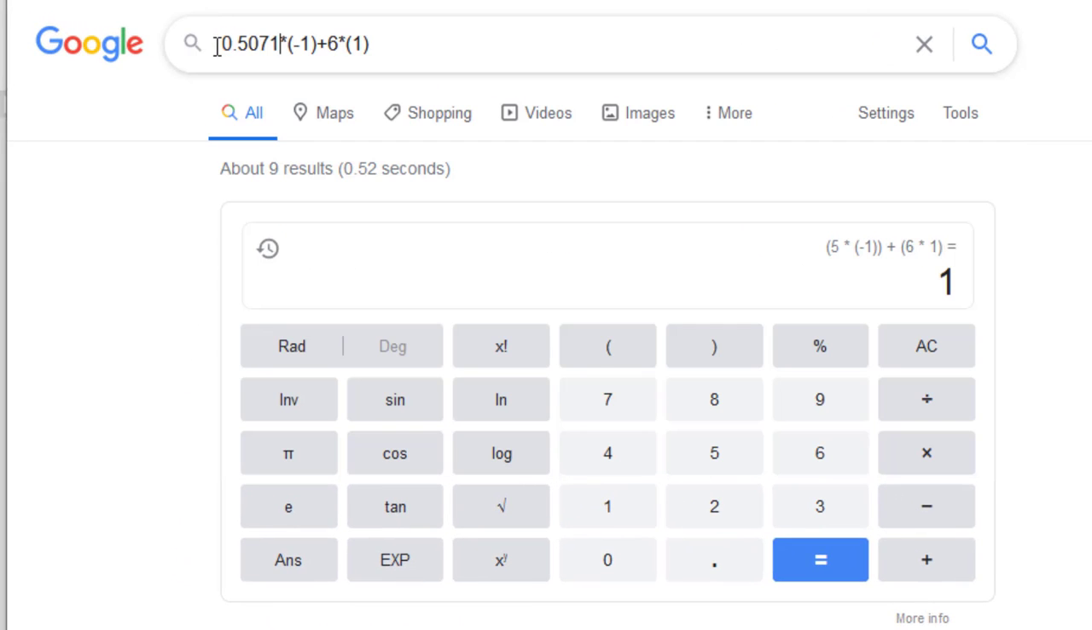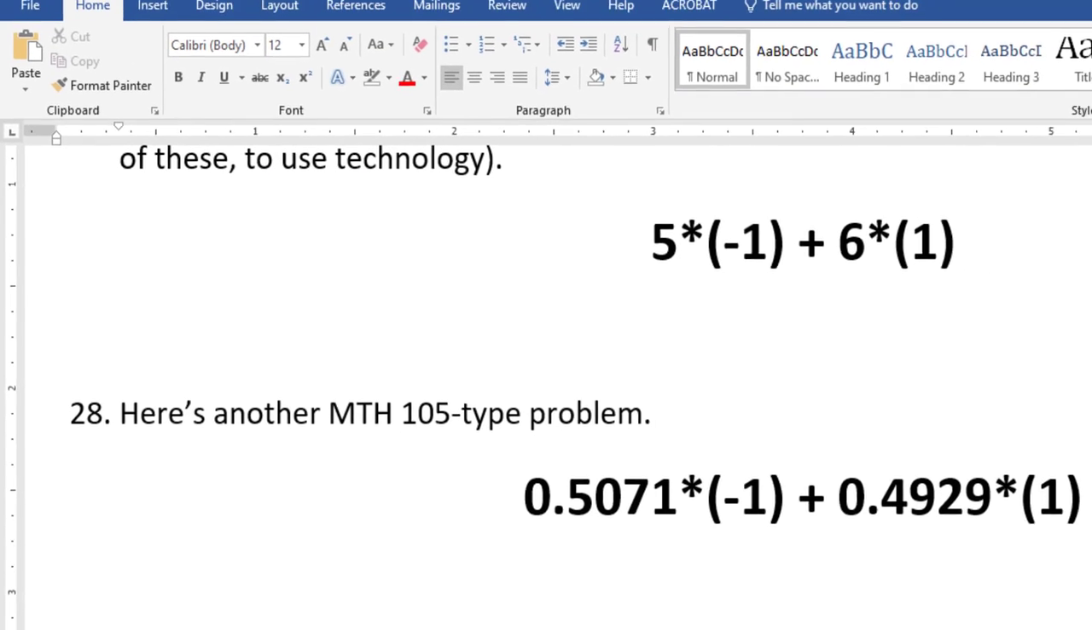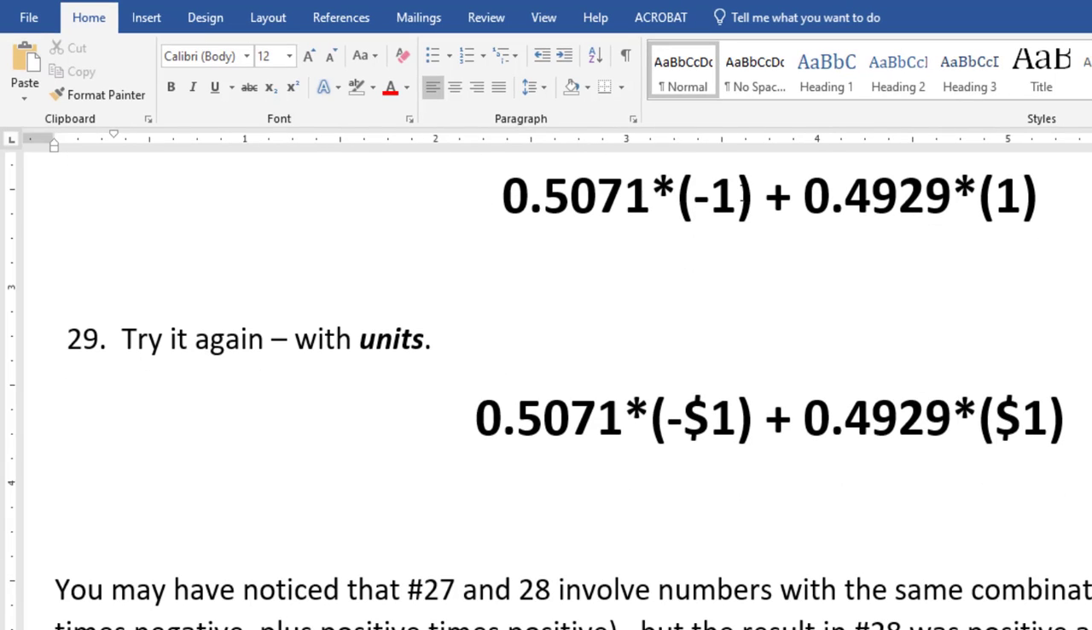0.5071 times -1 plus 0.4929 times +1, and we come up with a negative 0.0142. And then the exact same problem, except the -1 and the +1 are going to have units, dollars. So this is -$1, indicating a loss of $1, and this is +$1, indicating a gain of $1.